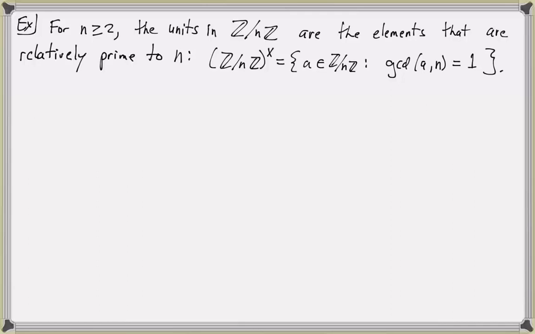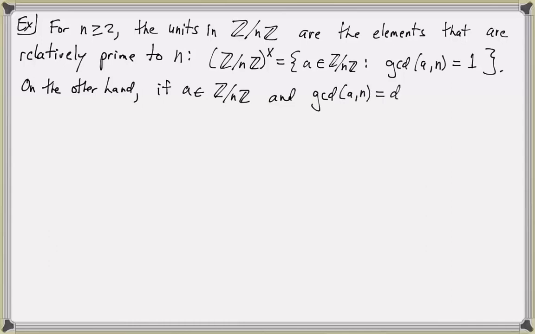Now, on the other hand, let's assume that A and n are not relatively prime. So if A is an element of the integers mod n, and the GCD of A and n is, let's say, d, which is greater than 1, then A is actually a zero divisor of this ring.